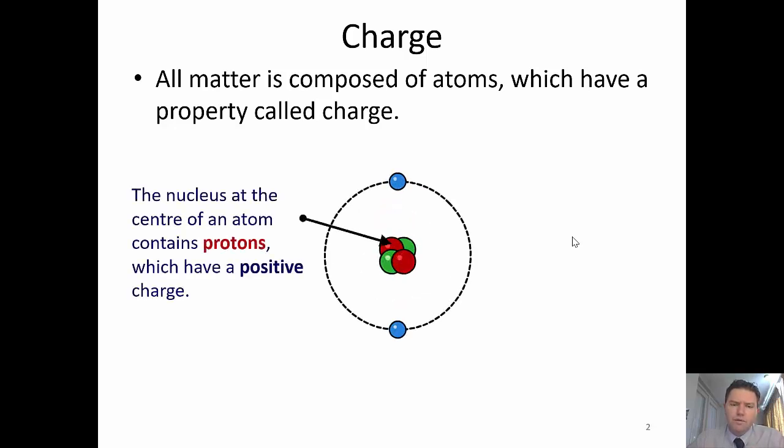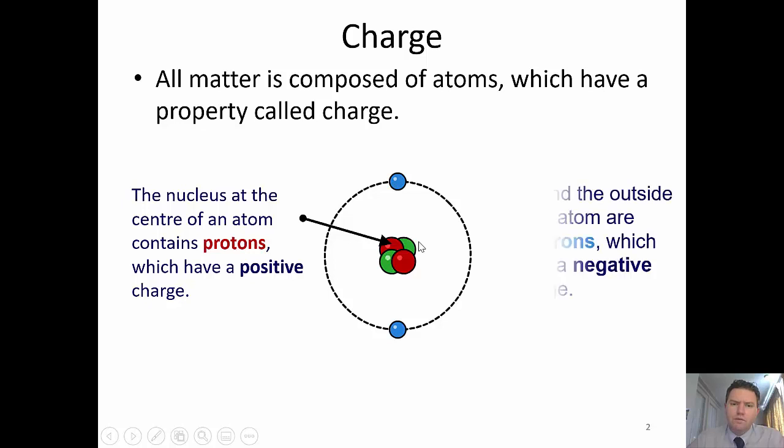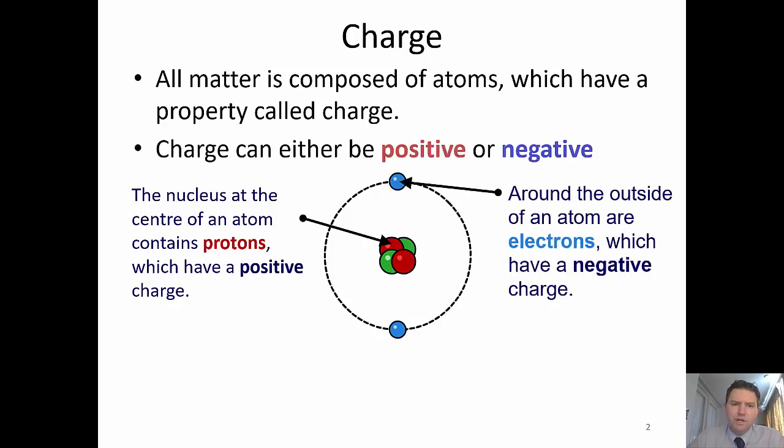And so here's an atom, and hopefully you're familiar with this. The idea that we have protons in the center, which have a positive charge, and we have electrons around the outside, which have a negative charge. Charge can either be positive or negative. However, the protons are attached to the nucleus, to the neutrons on the side, and so they don't move. We're only ever looking at electrons moving.